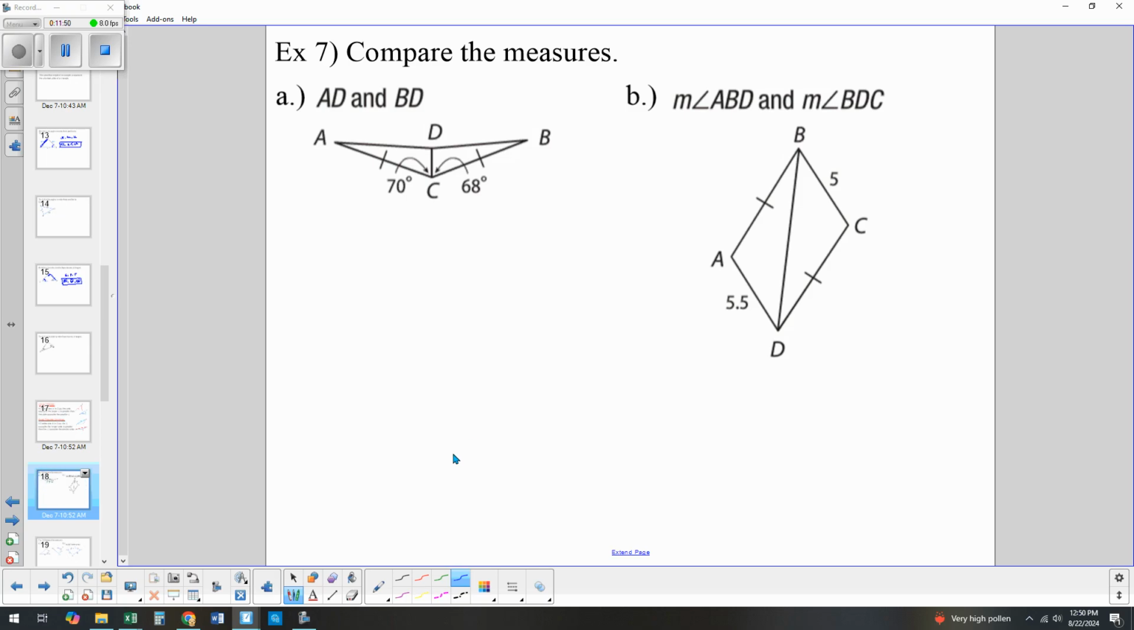So in example A, DC matched and they had AC and BC that matched. So really I'm comparing AD and BD. AD is opposite the angle that's 70 degrees, and BD is opposite the angle that's 68 degrees. So if I'm really comparing these numbers, then AD would be greater than BD.